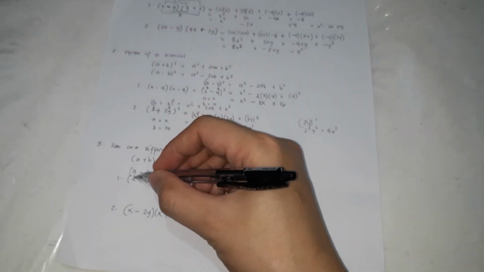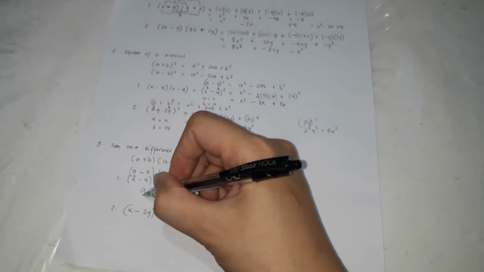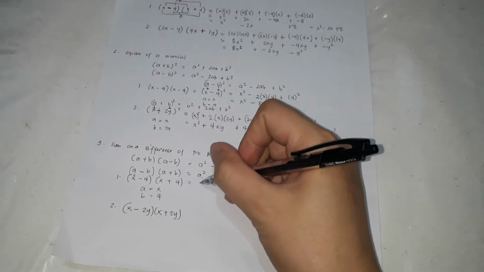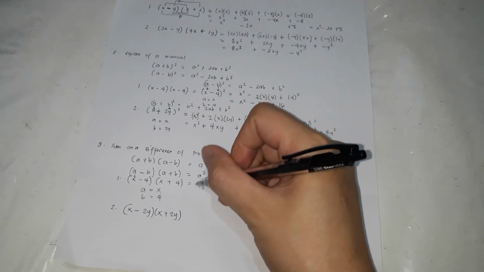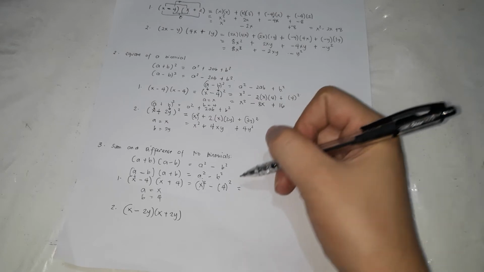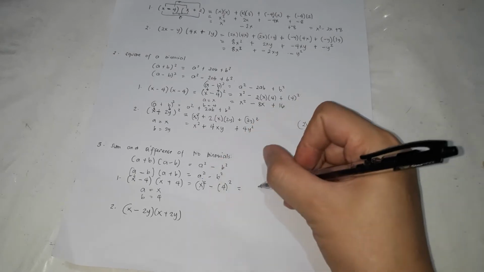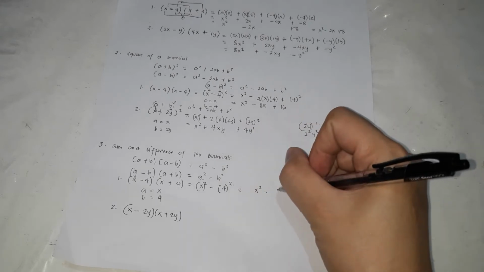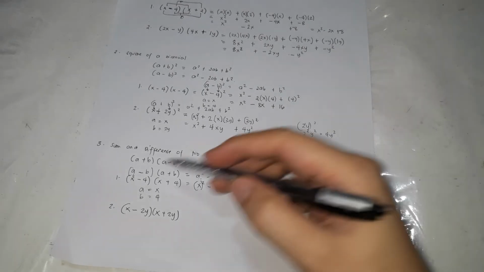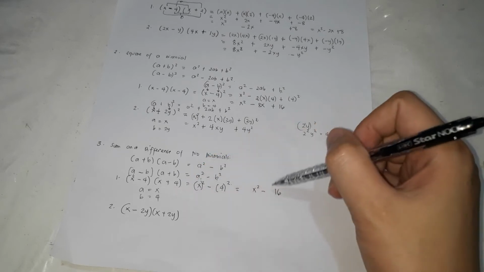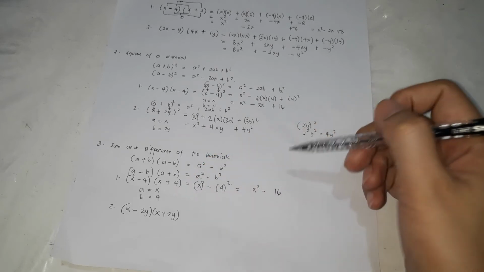We know na si a si x, b si 4. So, ibig sabihin ng a, palitan mo ng x squared. Minus b, palitan mo ng 4, magiging 4 squared. So, x squared is x squared minus 4 squared is 4 times 4, which is equal to 16. So, x minus 4 times x plus 4 is equal to x squared minus 16.